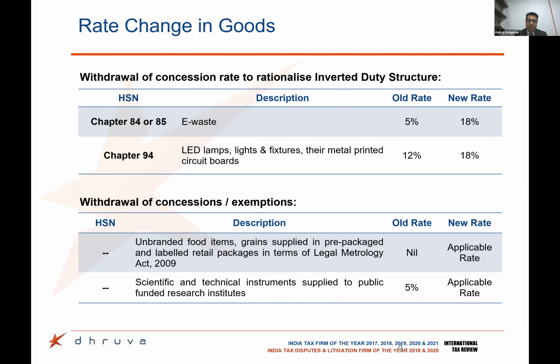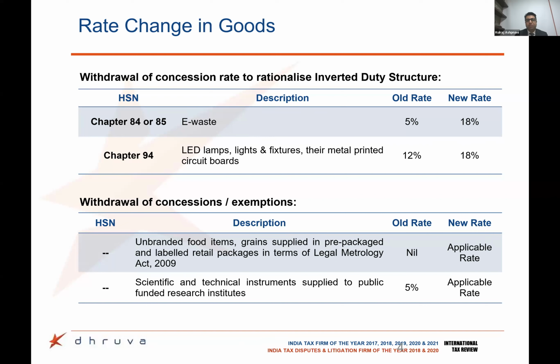Legal Metrology Act. It has been clarified by the government that there has been a practice wherein several branded players have tried to circumvent the GST implication by not putting the brand and still trying to sell the goods at an exempted rate. For all those goods, now there will be a tax implication at the applicable GST rate, which could be on food, grains, milk, curd, etc., if they are packed and labeled and have a legal metrology declaration.